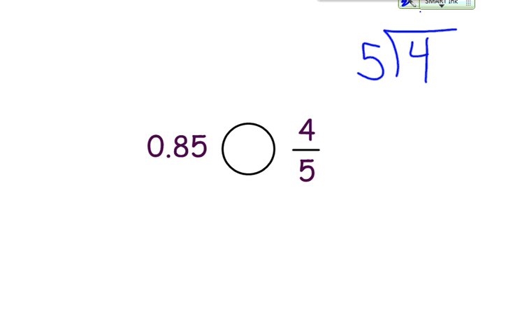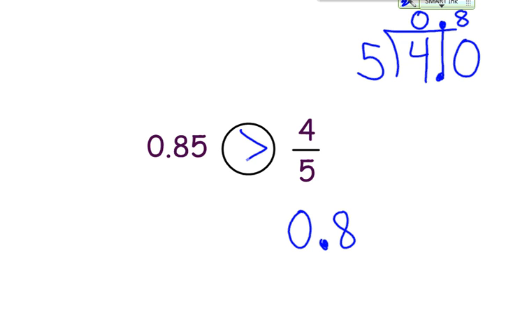5 goes into 4 0 times. We'll put our decimal down. We'll put it straight up, and we'll add a 0. 5 goes into 40 8 times, and now we have our decimal. And so in the end, our decimal is 0.8 in comparison to 0.85. And in this case, our decimal wins as, once again, our hundredths place value becomes the determining factor.